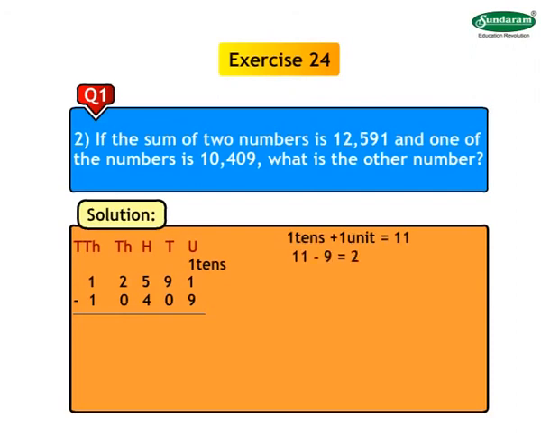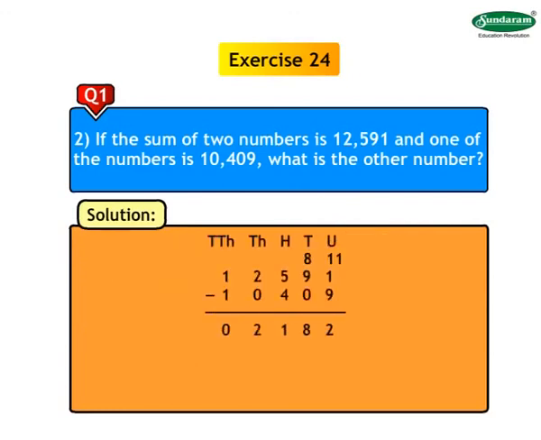11 minus 9 is equal to 2. Write 2 in units place. Tens place becomes 9 tens minus 1 tens is equal to 8 tens. Now, in tens place, 8 minus 0 is equal to 8. Next, in hundreds place, 5 minus 4 is equal to 1. In thousands place, 2 minus 0 is equal to 2. In 10,000s place, 1 minus 1 is equal to 0. Thus we have 12,591 minus 10,409 is equal to 2,182. Hence, answer is, the other number is 2,182.